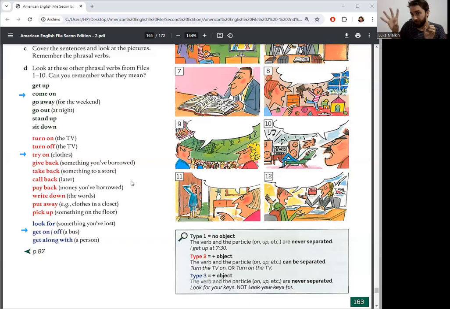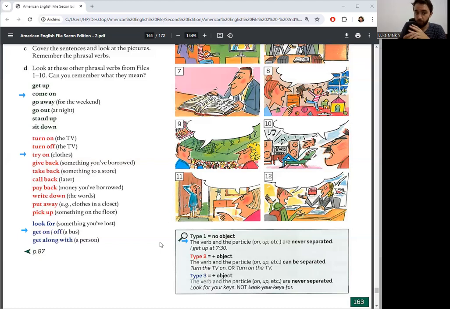Okay, green, red, and blue phrasal verbs because they don't act in the same way. Number one is type 1, no object. The verb and the particle, on, for etc., are never separated. I get up at 7:30. Get up, never separated. Extra information is before or after, never in.